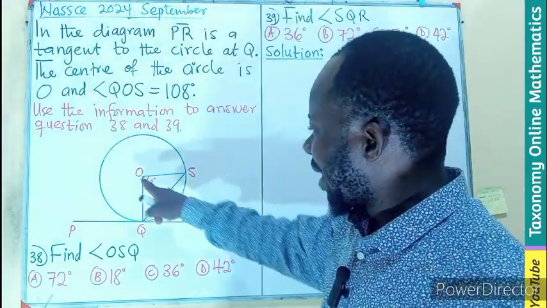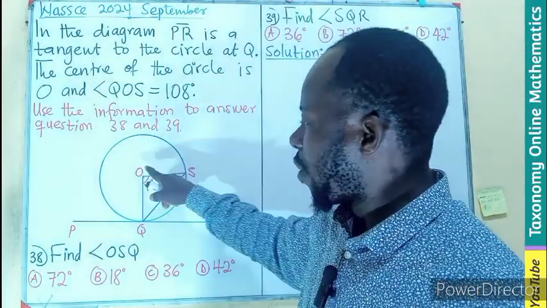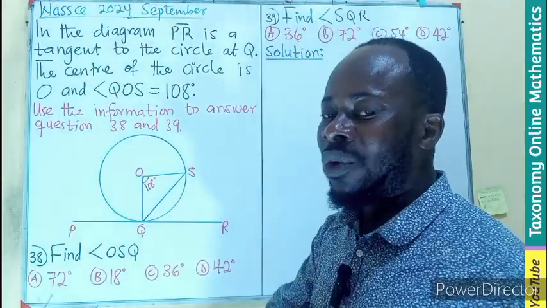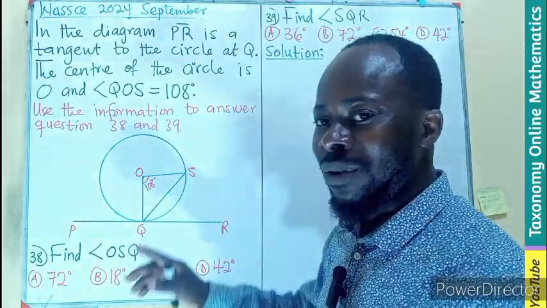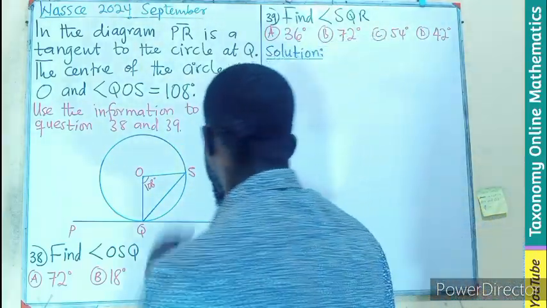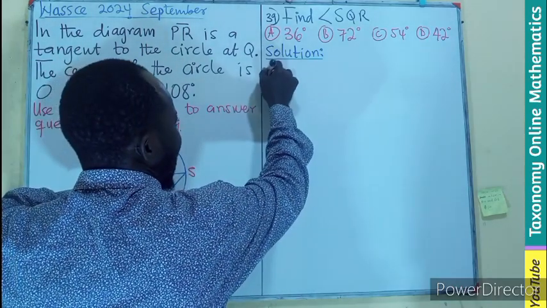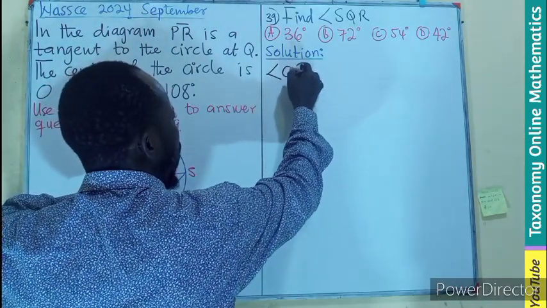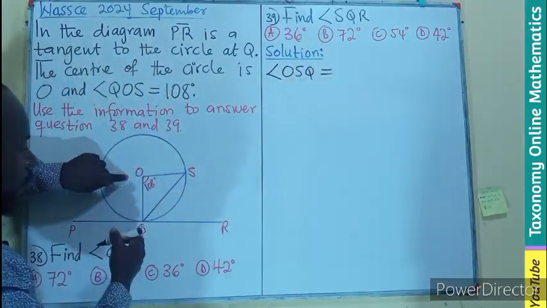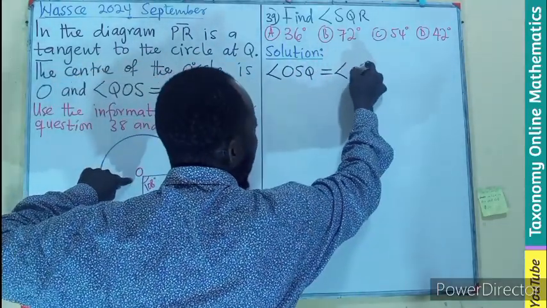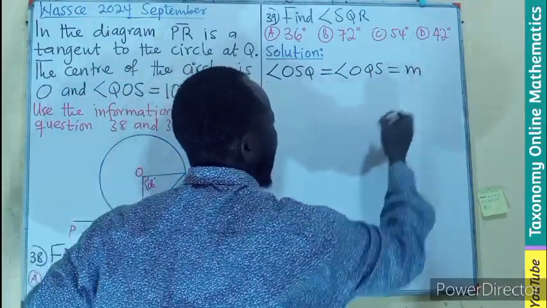The same way, the line OS will also be a radius, making the triangle OQS an isosceles triangle. Right? If that's the case, then it means the angle here and here are going to be the same. So angle OSQ is equal to the angle OQS. Let's label that M.